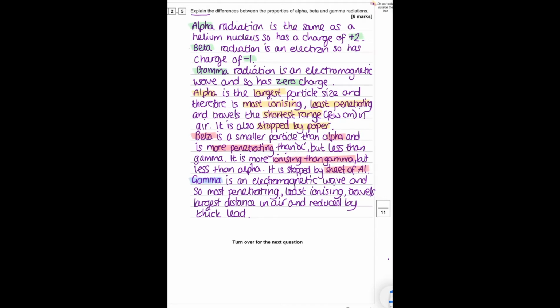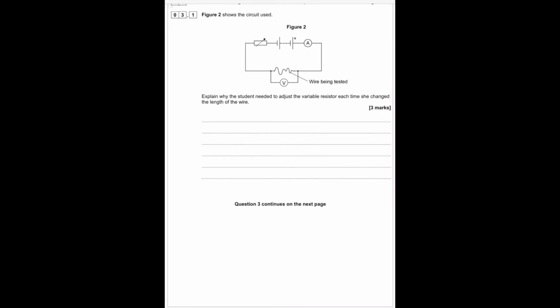Gamma is an electromagnetic wave and is most penetrating, least ionising, travels the largest distance in air and is reduced by thick lead. A student investigates how the resistance of a wire varies with length, and we've got to explain why the student needed to adjust the variable resistor each time she changed the length of the wire. This is because by changing the variable resistor, you're changing the resistance, which means you can keep the current the same and control the temperature.